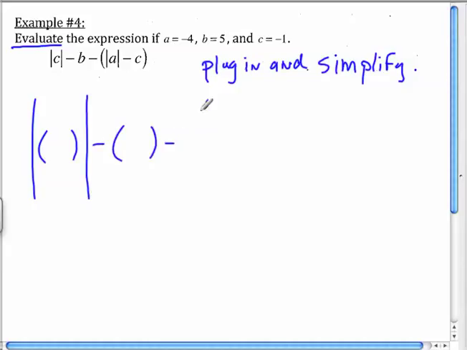Same thing for the B, minus. Now these are the big parentheses. Absolute value, little parentheses for the A, minus, little parentheses for the C, and then I close it. Now I need to plug this stuff in.